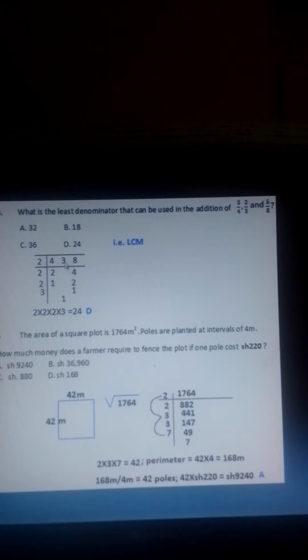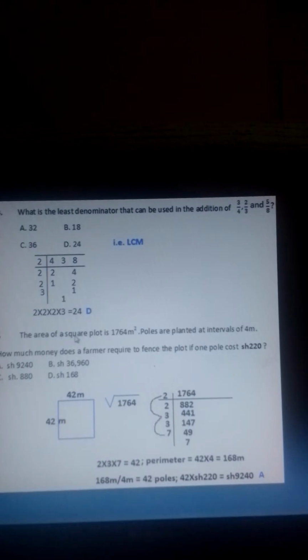Now, we still have 3 here. So 3 is what we choose here now, the other prime factor. It is 3. 3 goes into 3 once. So we have completed. To be able to find the least common multiple here, you multiply these prime factors. 2 times 2 times 2 times 3. So we get 2 times 2 is 4. 4 times 2 is 8. 8 times 3 is 24. So the LCM for 3, 4 and 8 is 24. So the answer is D, 24. Let's go to question 5.